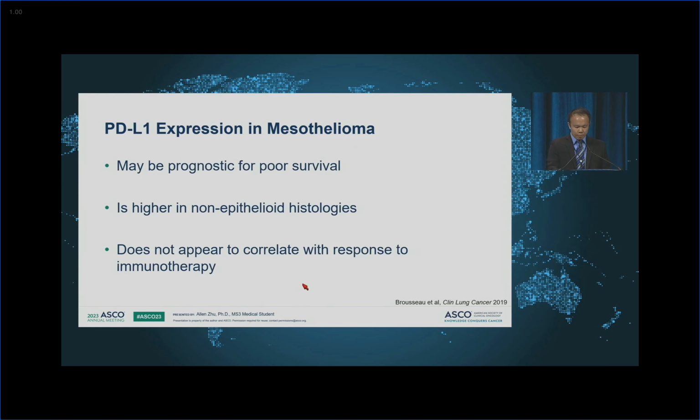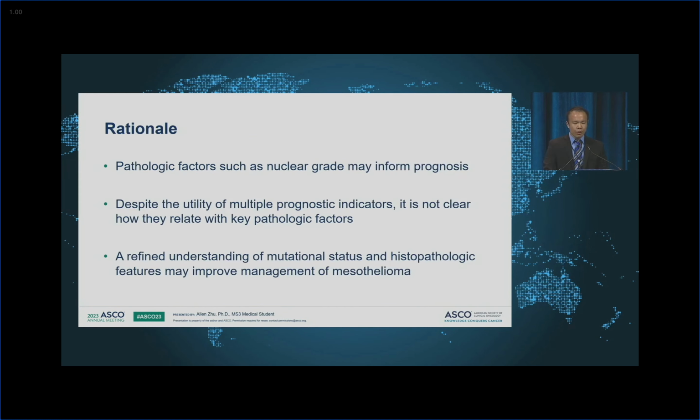PD-L1 expression in mesothelioma is thought to be prognostic for poor survival. It's found to be higher in non-epithelioid histologies, and it does not appear to correlate with response to immunotherapy in certain studies. Now, we know that pathologic factors such as nuclear grade may inform prognosis.